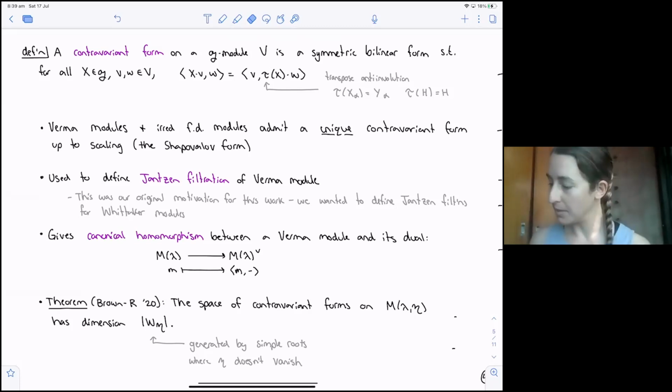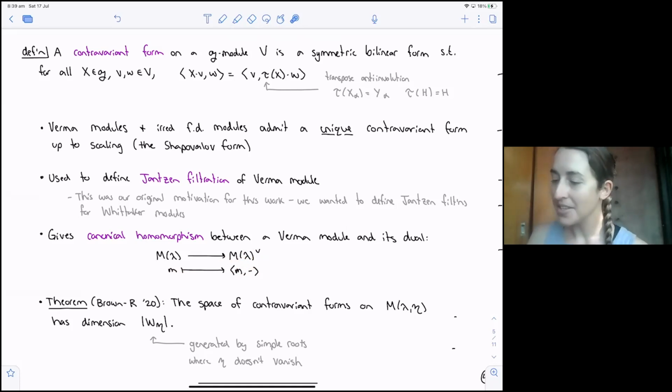Because the way we define a dual Verma module, it's carved out of the full linear dual of the Verma module. So if we have this contravariant form, this gives us a map from M lambda to M lambda dual by taking some vector and then taking the linear functional we get by pairing against that one vector. It turns out that this thing lives in the dual Verma module. So this is our canonical homomorphism between a Verma and its dual. And if you're used to thinking geometrically, this is exactly the canonical homomorphism that corresponds on the geometric side to the map from shriek pushforward to star pushforward.